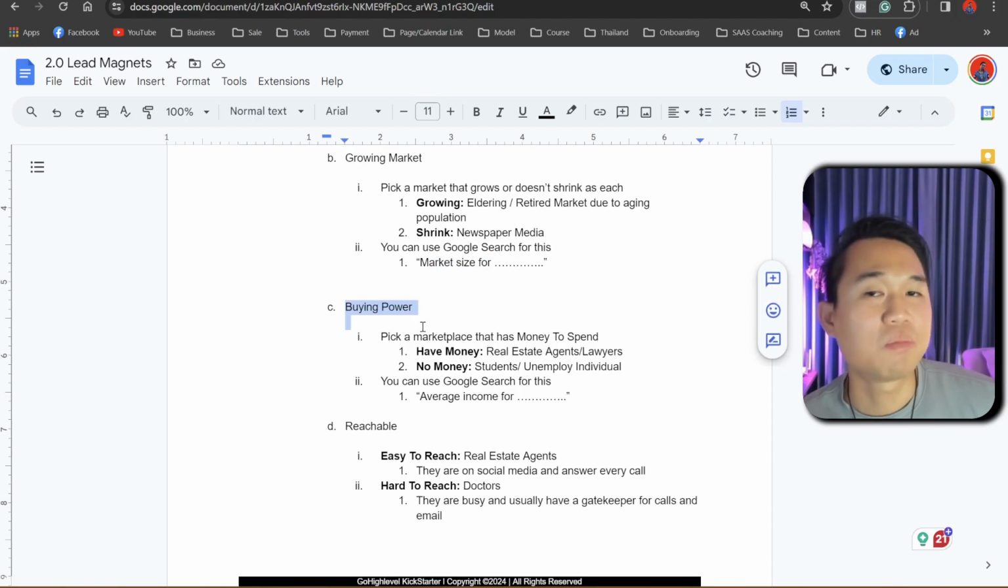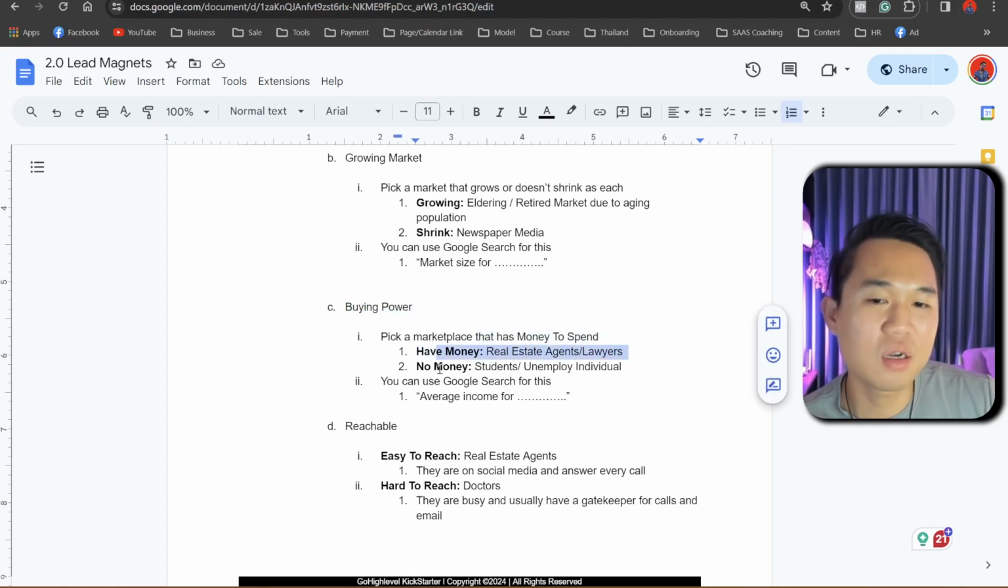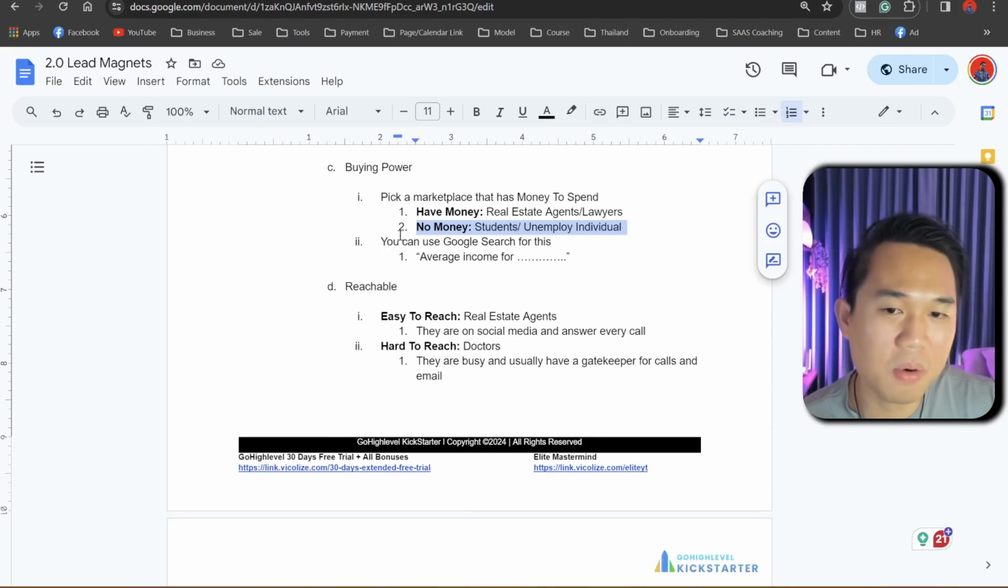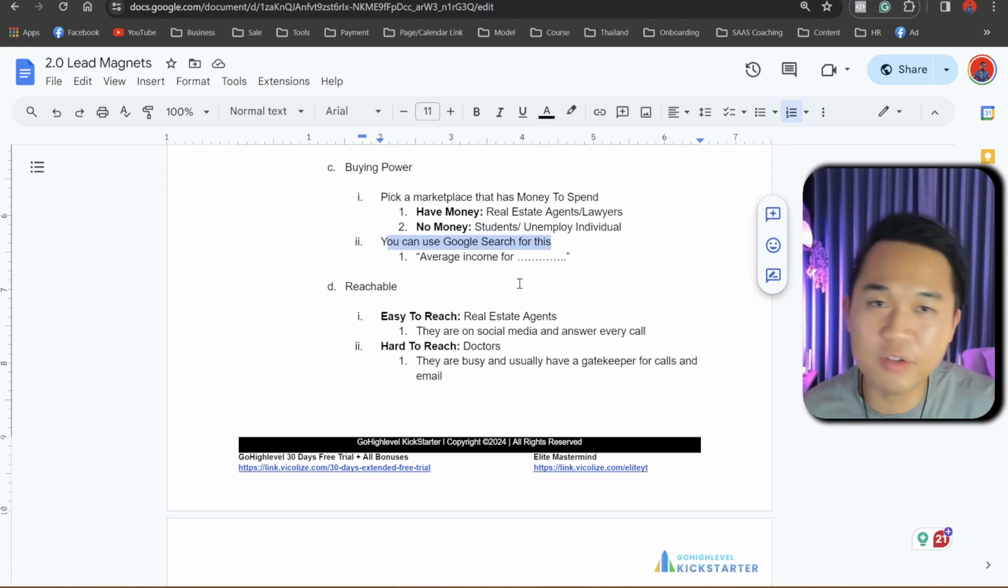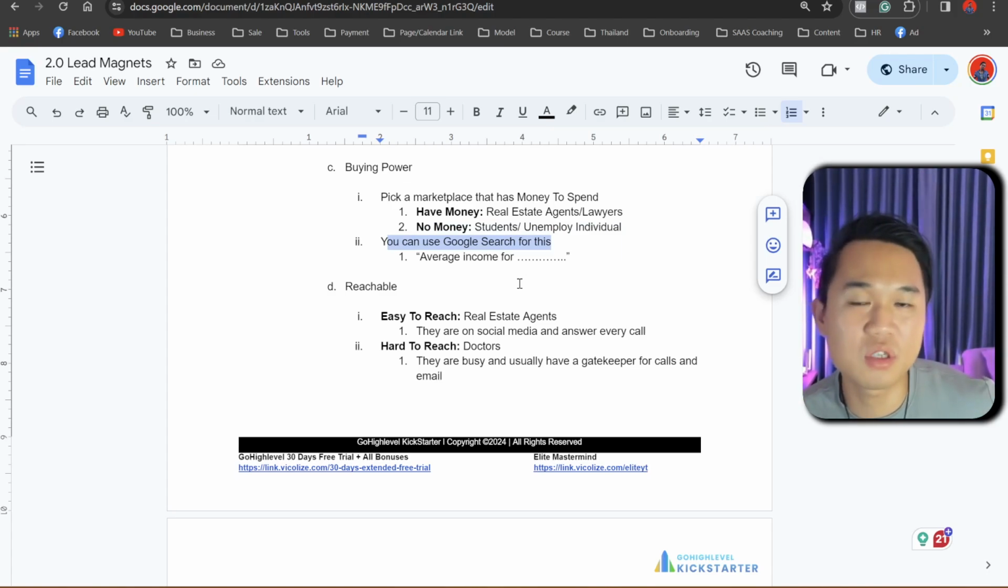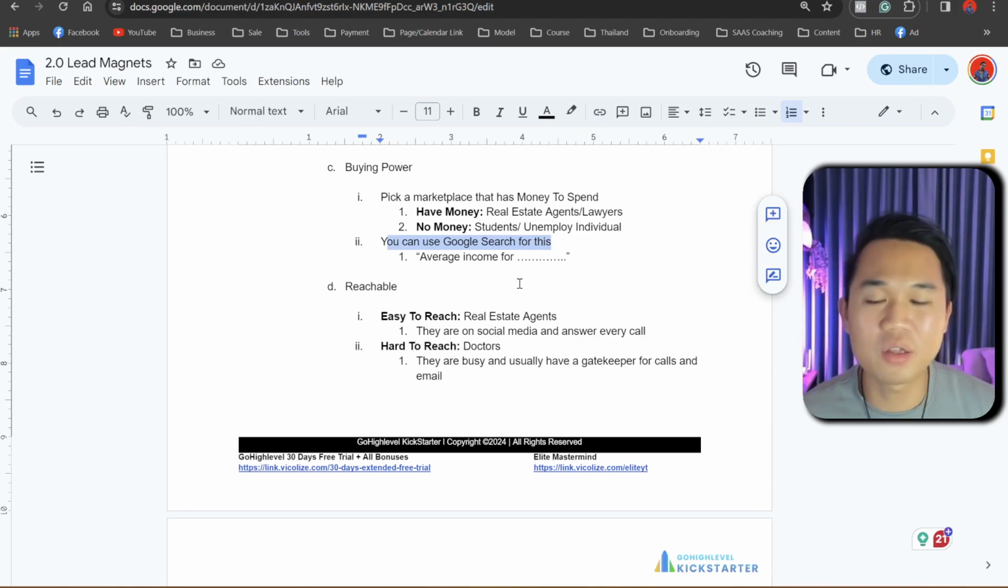Number 3, buying power. Make sure that your marketplace is not broke. A marketplace that has money to spend is real estate agents and lawyers. A marketplace that doesn't have money to spend is students and unemployed individuals. Yeah, those are just examples. You can also use Google for this: average income for a student that just graduated in Ohio, all that stuff.